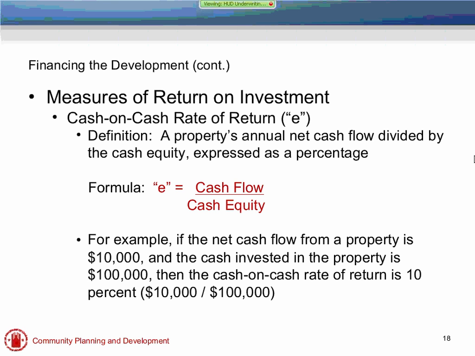And if you ask me what's a reasonable cash-on-cash rate of return today, I'd say probably somewhere in the 6 to 10% range, depending on the market that you're in. But that means that they'd expect to get about 6 cents to 10 cents in cash flow for every dollar of equity that they invest.